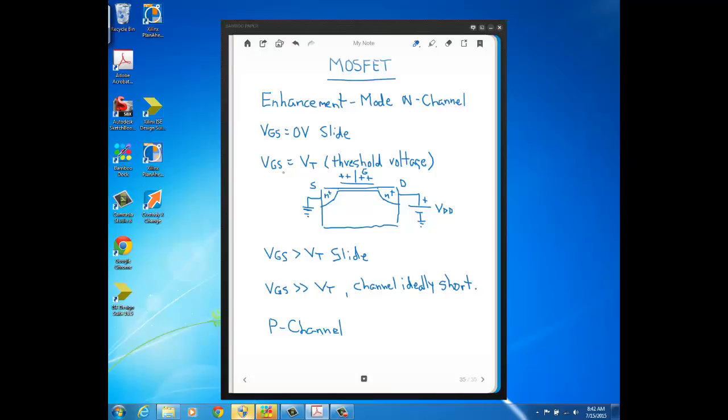And the VGS voltage that occurs, where you just get this narrow channel of N material, is called the threshold voltage. So at this point where VGS equals the threshold voltage, you now have a channel, okay, because the channel just developed. Okay, so channel just develops.